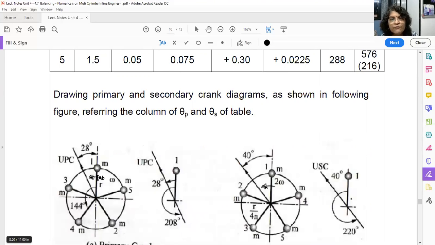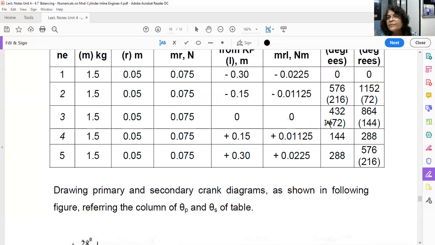From 1 to 4, 144. Then 5 at 288, so from 1 it is 288. Here it is 5. Every reference we have taken from 1. So for 144, 288. Then cylinder number 3 is at 72 degree from the reference.